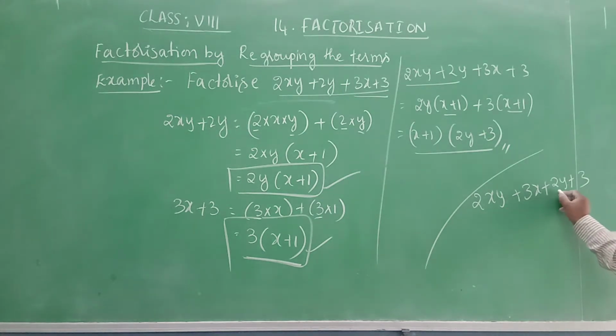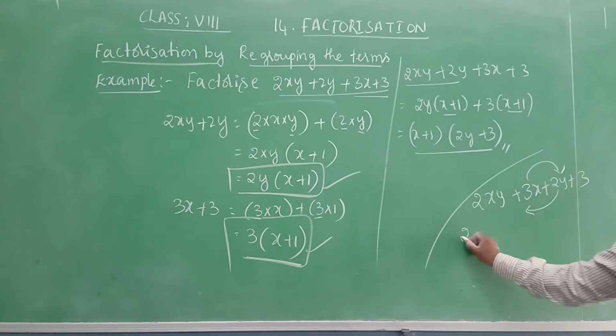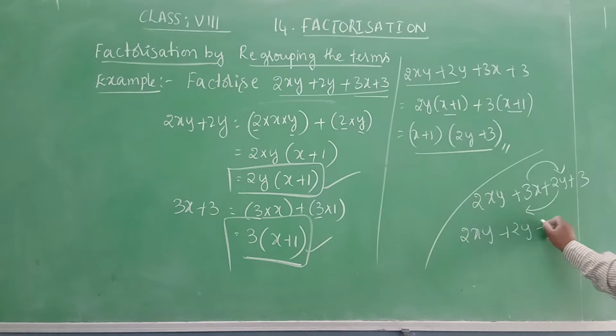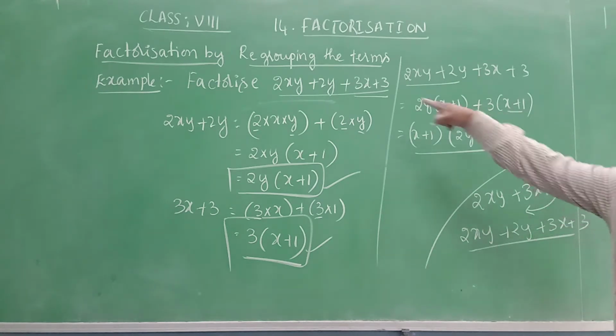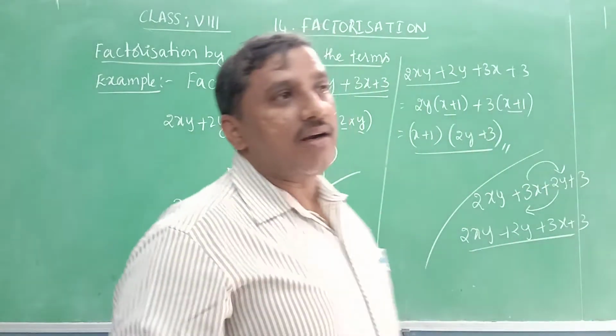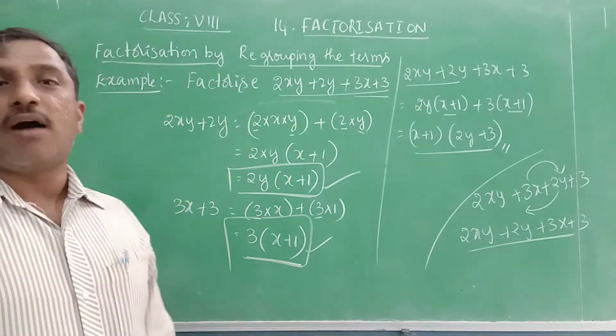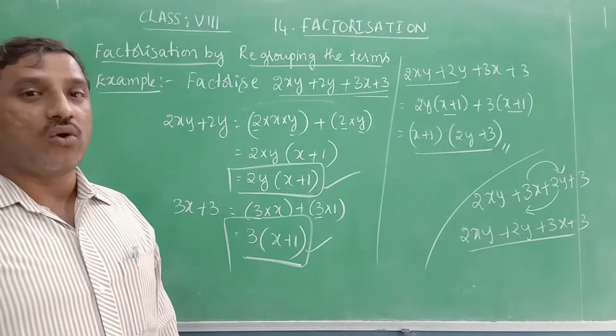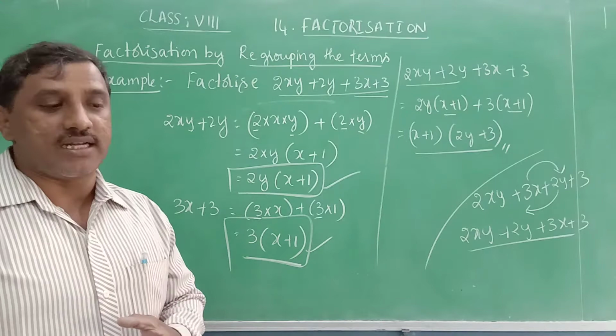Instead of this, if you replace this 2y, or if this 3x goes to the side, that is rearranging, then what do we get? 2xy plus 2y plus 3x plus 3. Now we will get it in our question form. That's why sometimes we will not find the common factors of a pair of terms. In such cases, what will we do? We will regroup the terms.